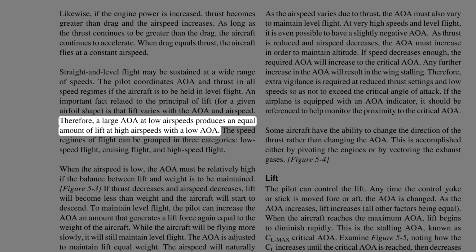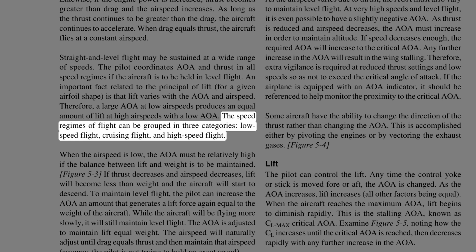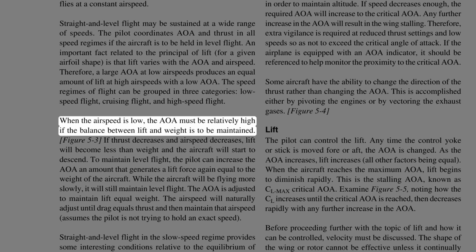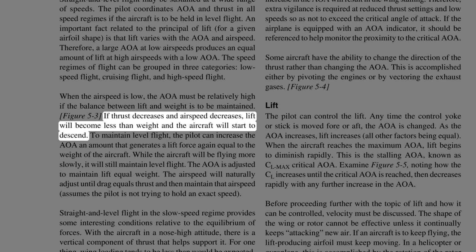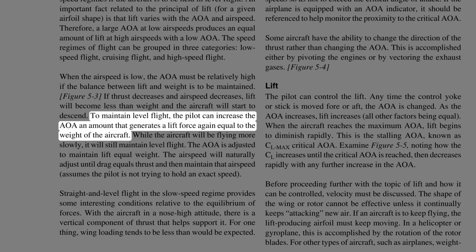The speed regimes of flight can be grouped in three categories: low-speed flight, cruising flight, and high-speed flight. When the airspeed is low, the AOA must be relatively high if the balance between lift and weight is to be maintained. If thrust decreases and airspeed decreases, lift will become less than weight and the aircraft will start to descend. To maintain level flight, the pilot can increase the AOA an amount that generates a lift force again equal to the weight of the aircraft.